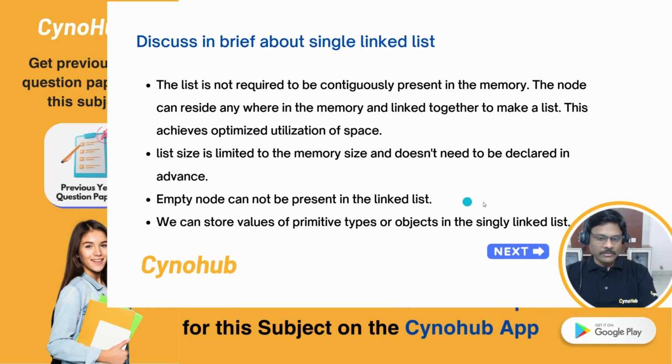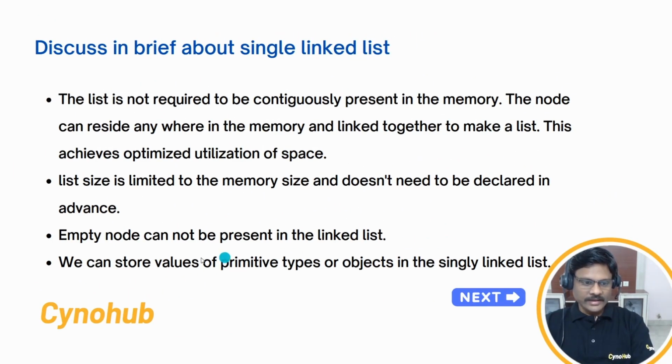An empty node cannot be present in the linked list, and we can store values of primitive types or objects into a linked list. Just like an array, we can have any kind of data type stored in a linked list.